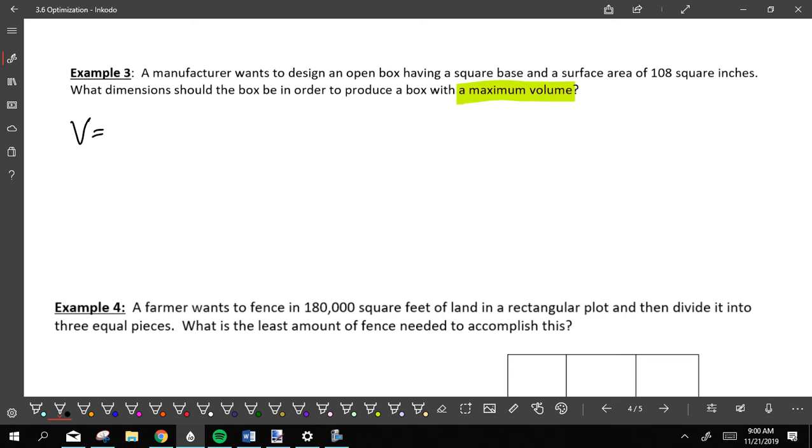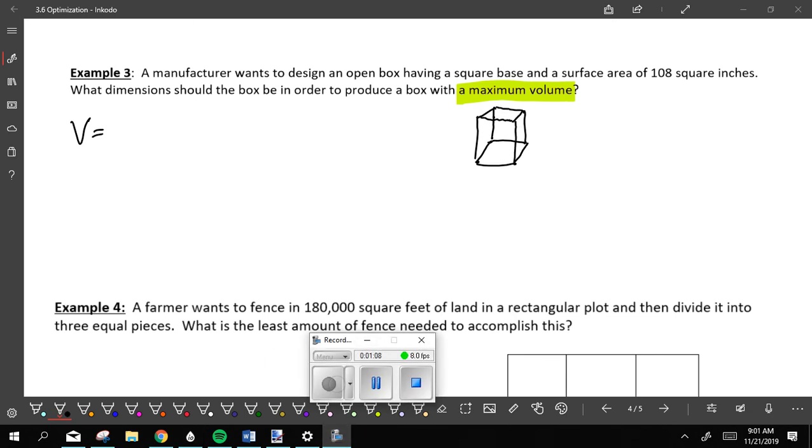The best thing to do here is to draw a picture of this. So break out your best 3D drawing skills, but draw a box. Okay, it's got a square base, and then you're going to try to draw some sides from there. We're drawing a box. Do the best you can.